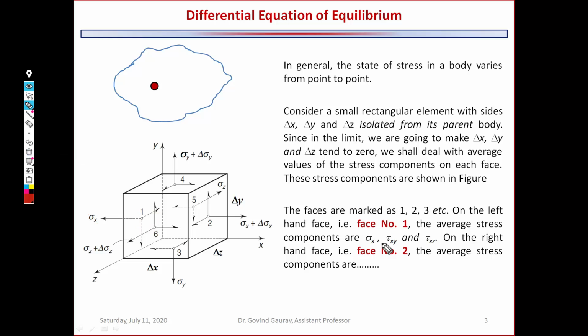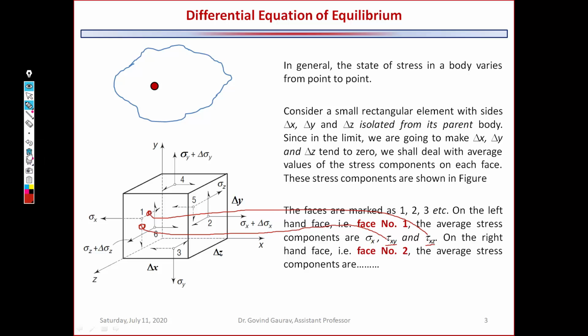So if we have to define tau xy, then it will be this value. This is tau xy because it is acting in the y direction. If we have to define tau xz, then it would be defined by this dotted line. Why? Because this is acting in the z direction.